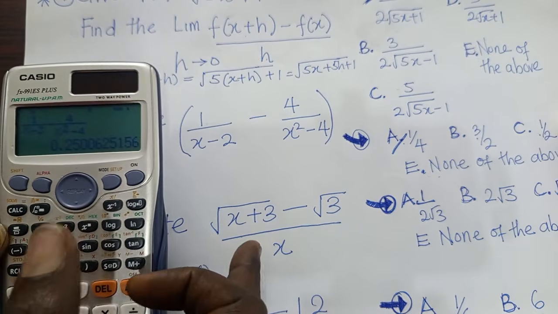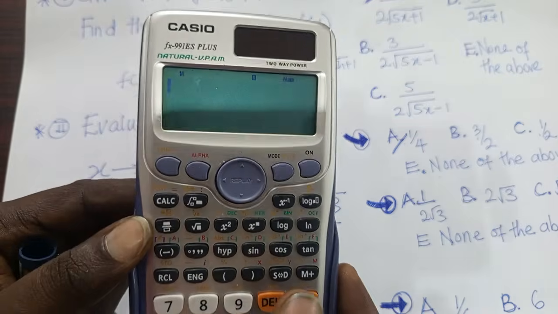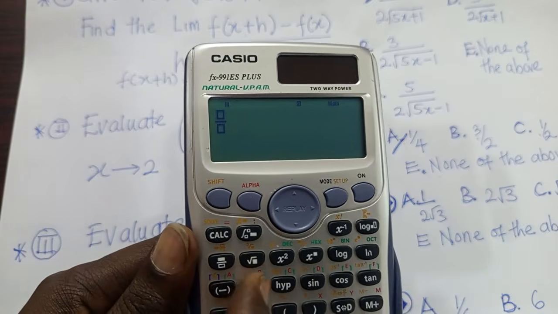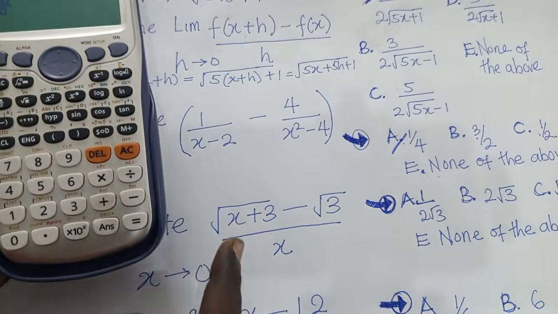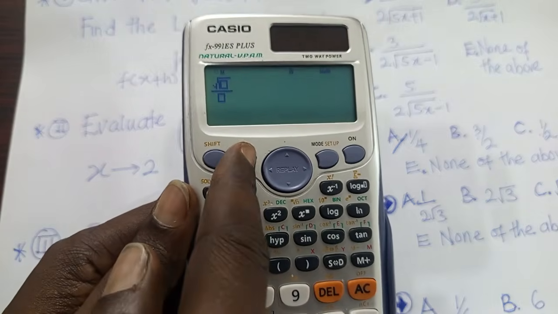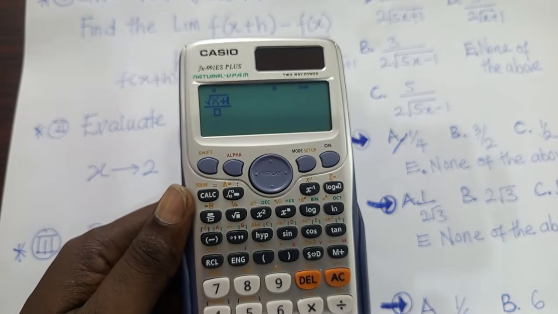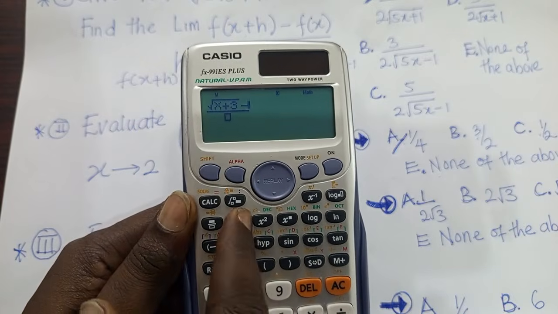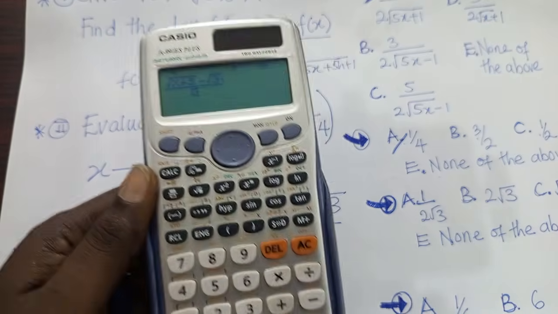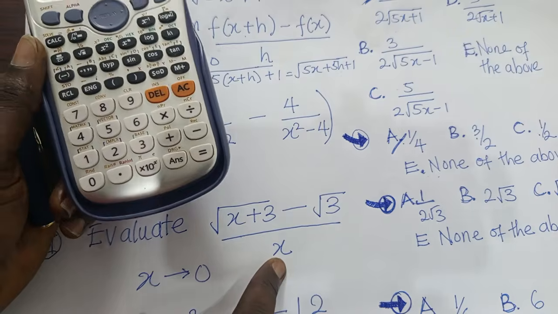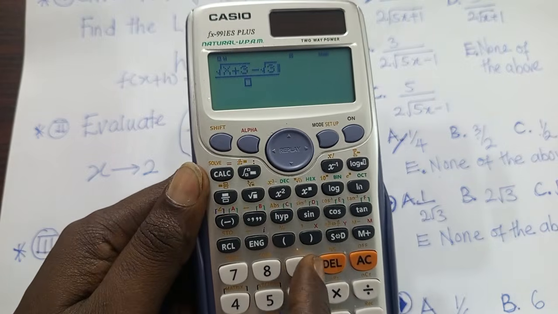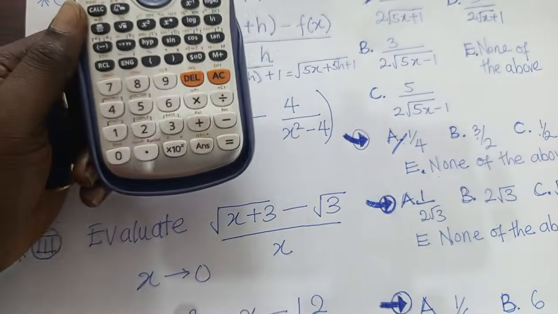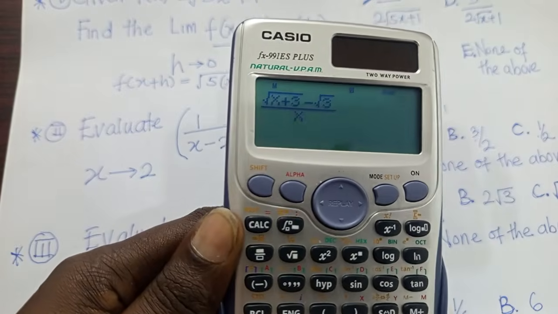In solving number 3 now, we have to remove what we have done, and you put your fraction symbol there. Then square root of what? You are going to input this one. Alpha, x plus 3, minus, shift forward, minus square root of 3. Then to bring x out, press alpha x. So we have input exactly what we have here. Look at it here. Very clear now.